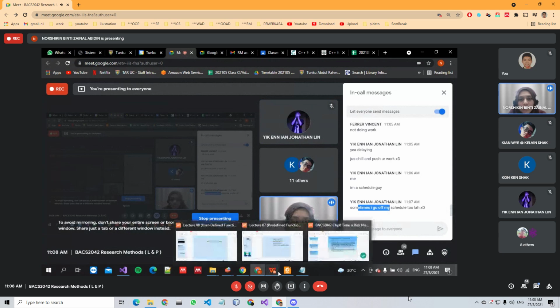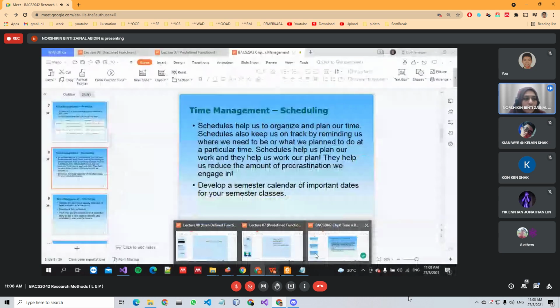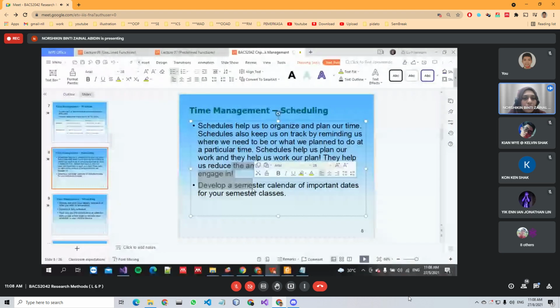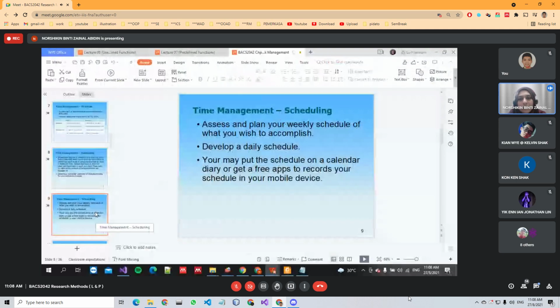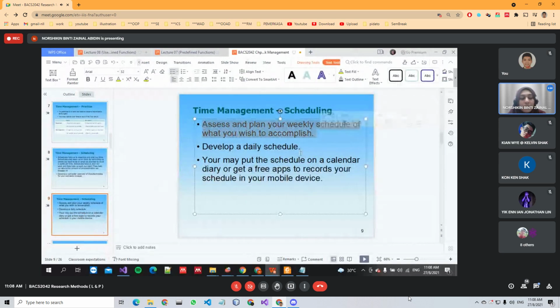However, it is important to have a schedule. That means you have something that you want to achieve. If not, then you do not know where your time goes. Time management: assess and plan your weekly schedule of what you want to accomplish. This is the one I said just now. Break the objective of your research, or anything that you want to do, into modules, so that it is easier to achieve. Develop a daily schedule. If you don't have a schedule, at least try to have a routine.